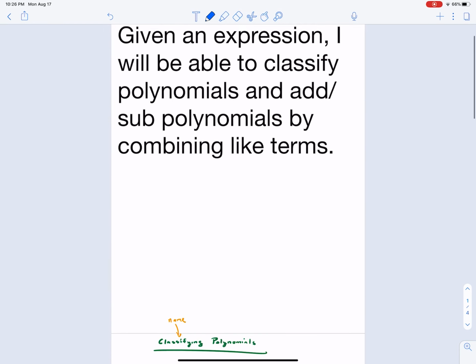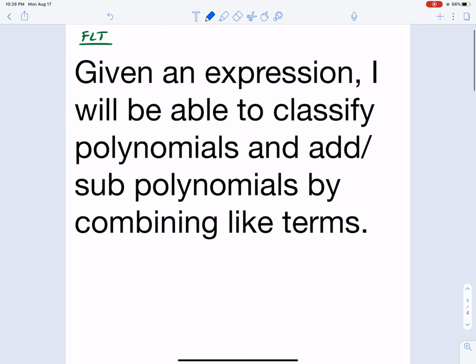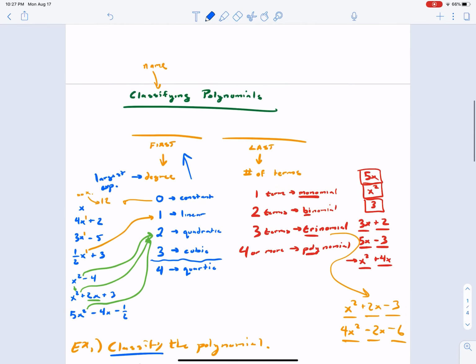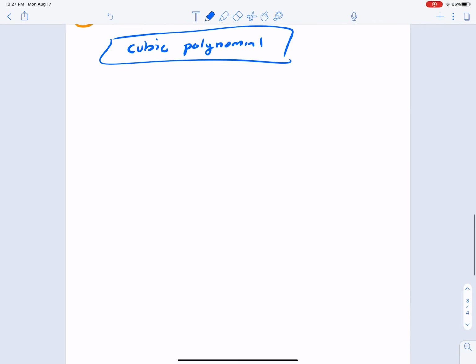So there you go. We go back to our FLT. Do we know how to classify? We do, okay? So the only thing left is, well, how do we know how to add or subtract polynomials, okay? So here's the last part for you guys.